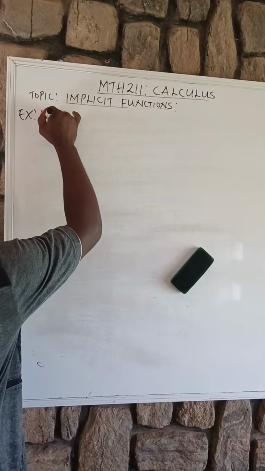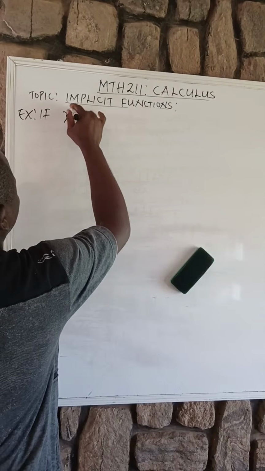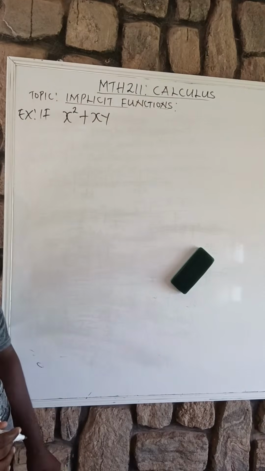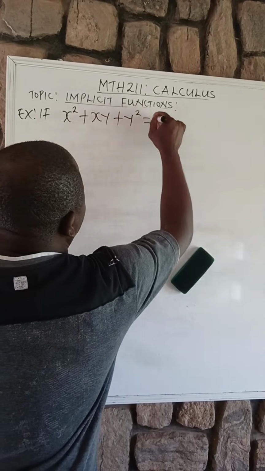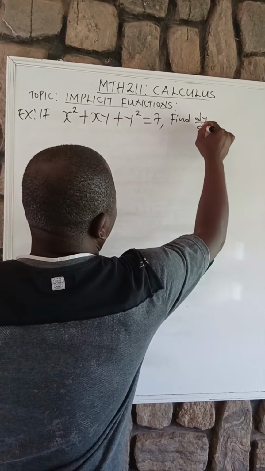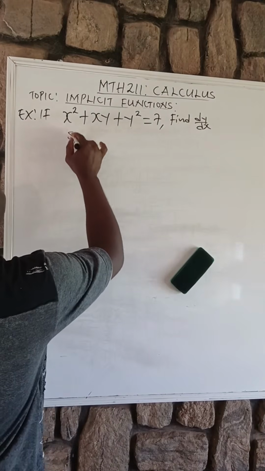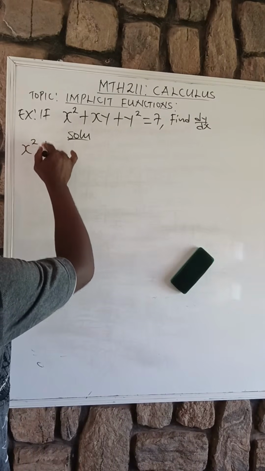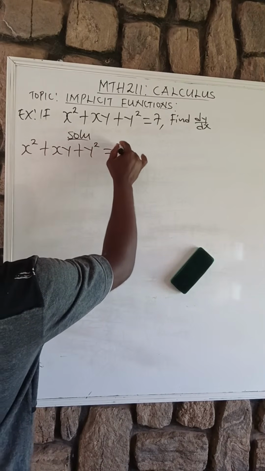The question says if we have x squared plus xy plus y squared equals 7, find dy all over dx. As simple as ABC. Let us write the solution. Our x squared plus xy plus y squared is equal to 7.